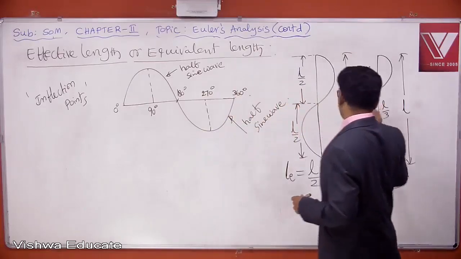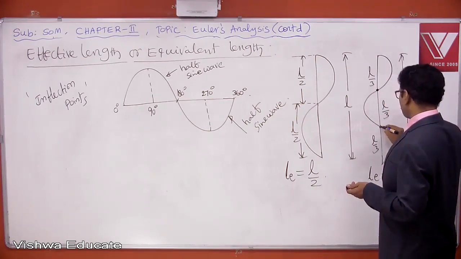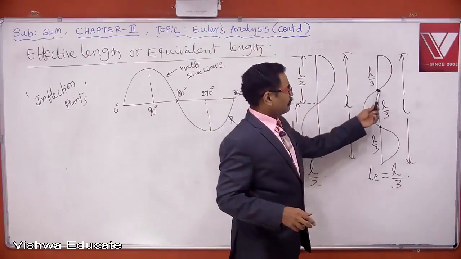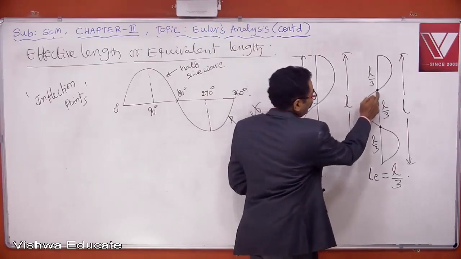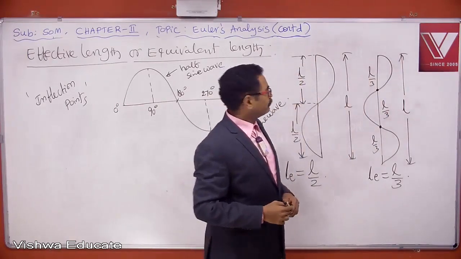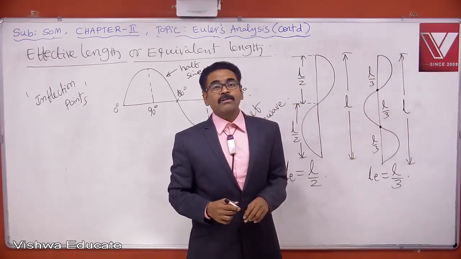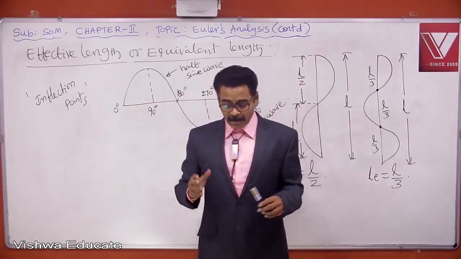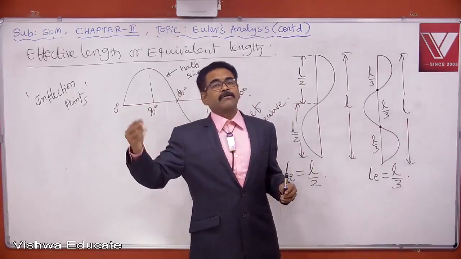Let us take one example here. This is one inflection point. This is another inflection point. There are two inflection points. What is inflection point? Above this point, column is bending towards right. Just below this point, column is bending towards left. So about inflection point, the curvature of column is changing from positive to negative or negative to positive.